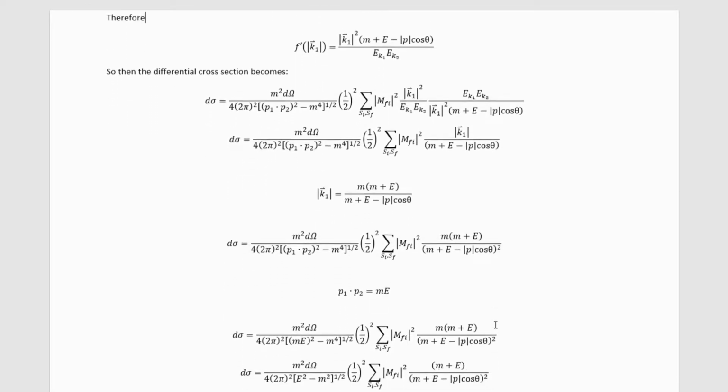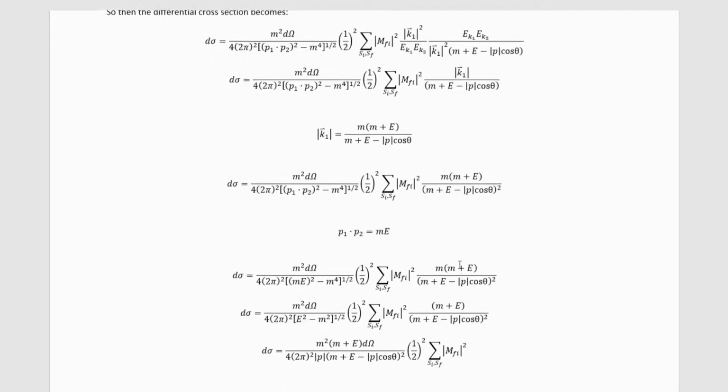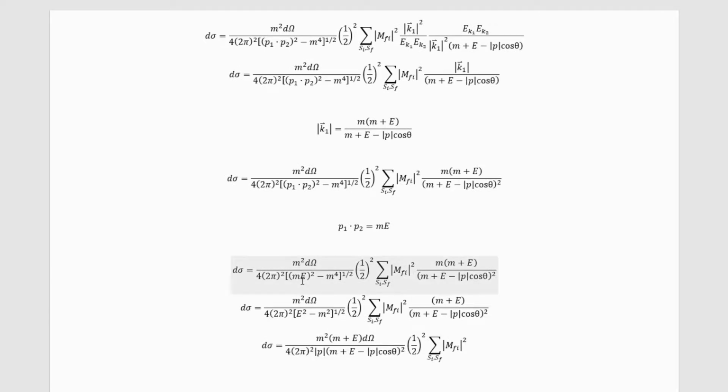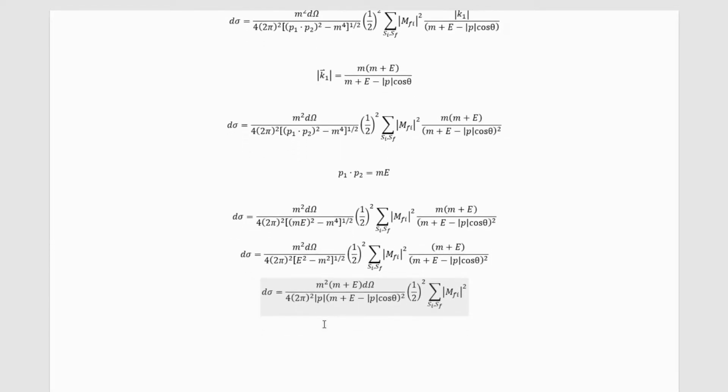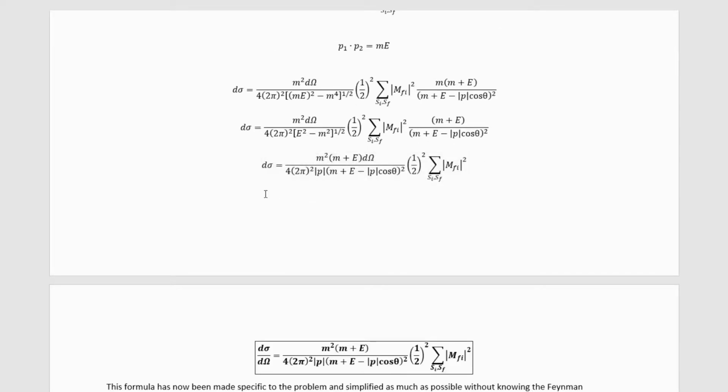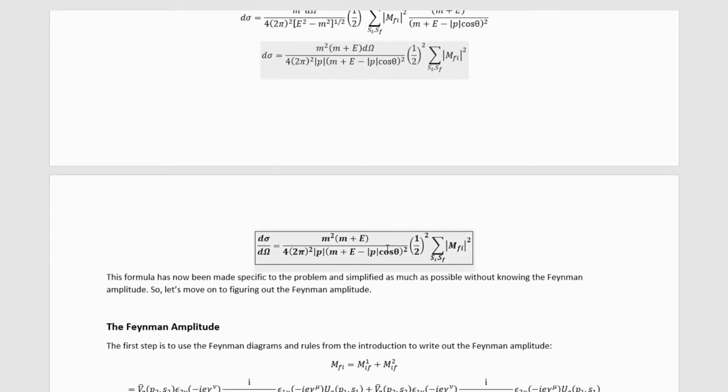Then we can do a couple other simplifications. First, we can calculate this dot product here in terms of that parameterization. It comes out really simply. That gets us here. Then we can factor out a factor of m, which cancels that m right there. And then we find that this just equals the magnitude of p, which gets us to this. Then we can divide the solid angle differential to the other side to get the final result for this, at least for this section. This formula has now been made specific to the problem and simplified as much as possible without knowing the Feynman amplitude.